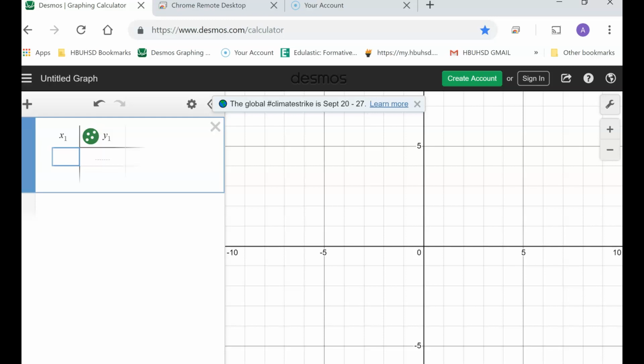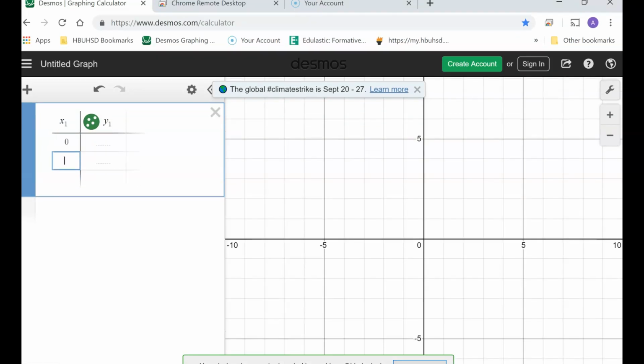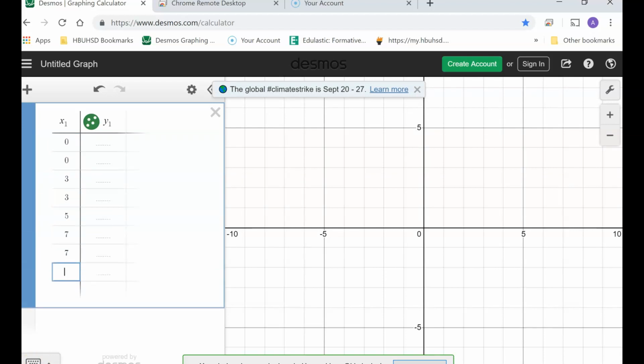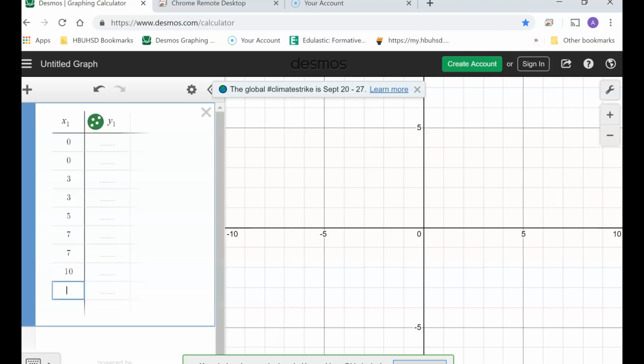I will enter this into my data here as well. So 0, 0, 3, 3, 5, 7, and 7, 10, 12, 12.